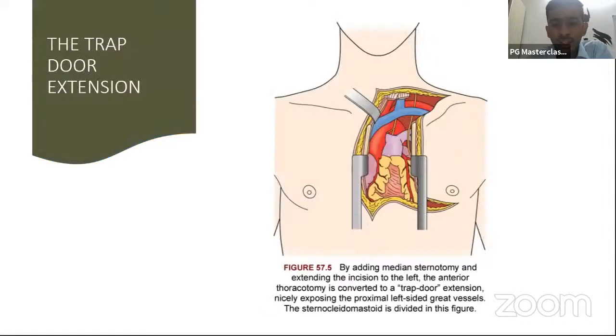This is a trapdoor extension in which there is retraction of the bony and soft tissue, with a midline sternotomy, the left third interspace thoracotomy, and a supraclavicular extension, which allows adequate exposure of the entire arch of aorta and the proximal part of the left-sided great vessels. In this diagram, this is the sternocleidomastoid, which has been divided here. Further, this approach can also be used for approach to the upper part of the pericardium and the upper mediastinum in case of injury.